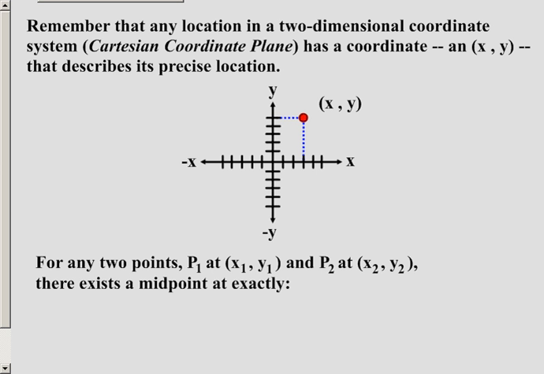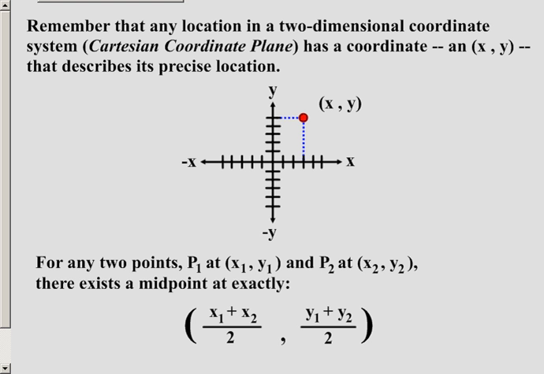So for any 2 points, point 1 and point 2, there exists a midpoint between them. And that midpoint lives precisely at, and we have a formula. The formula itself is built inside of parentheses, and we'll explain that here in just a moment. Do copy down the parentheses as well as the comma that lives in the middle of the formula. It's all part of the formula, so don't leave those out.